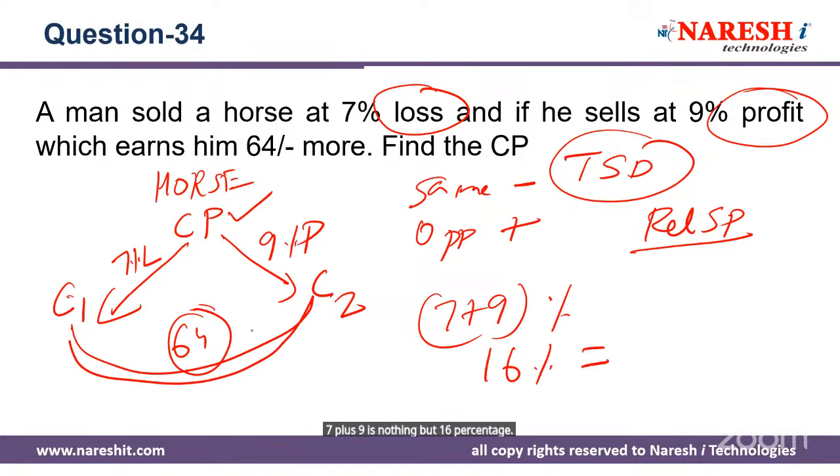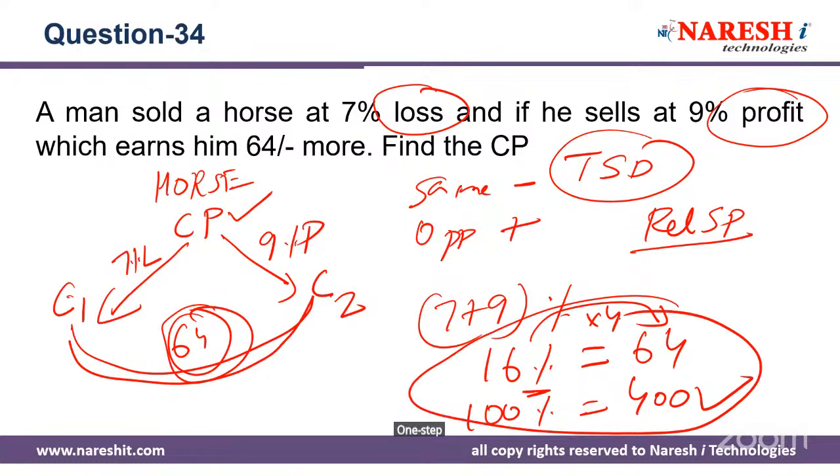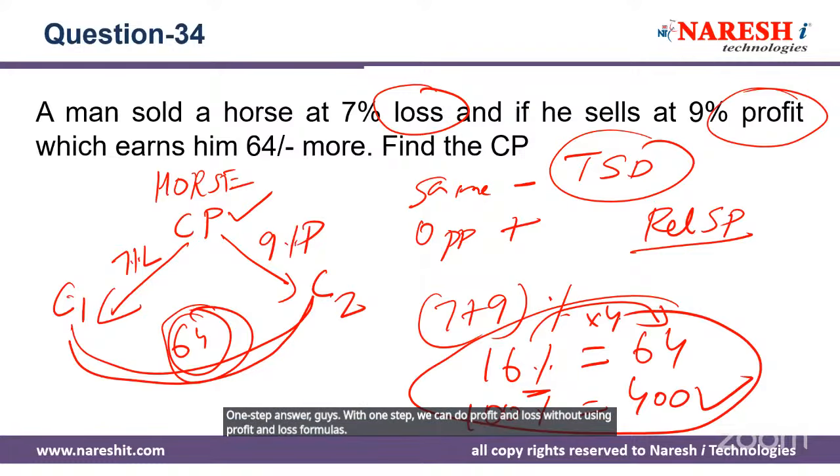Equate that 16% to 64 rupees. Highest percentage value is 100 percentage. If 16 is 64, that is 4 times. 100 will become 400. One step answer, guys. With one step, we can do profit and loss without using profit and loss formulas. I'm telling one more time.